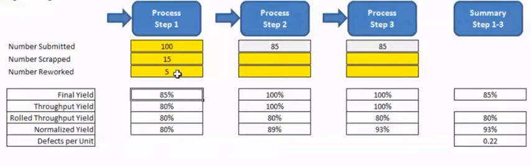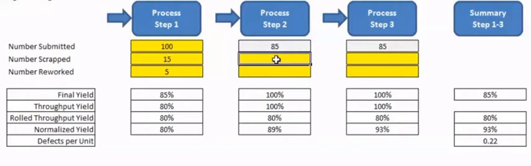The 5, of course, are included in the 85 because we reworked them, we didn't scrap them, but we lost 15 to scrap. So we've got 85 coming out of the process and 100 going in, so it's a final yield of 85%. The throughput yield is 80%. Now I have to take out not only the 15 for scrap, but also rework, so that's part of my throughput yield. My rolled throughput yield, because I am talking still about step 1, is still 80%, and then we've got the normalized yield. Now I've got 100 units that went into step 1, I've got 15 units I lost to scrap, and so automatically 85 are introduced now into step 2.